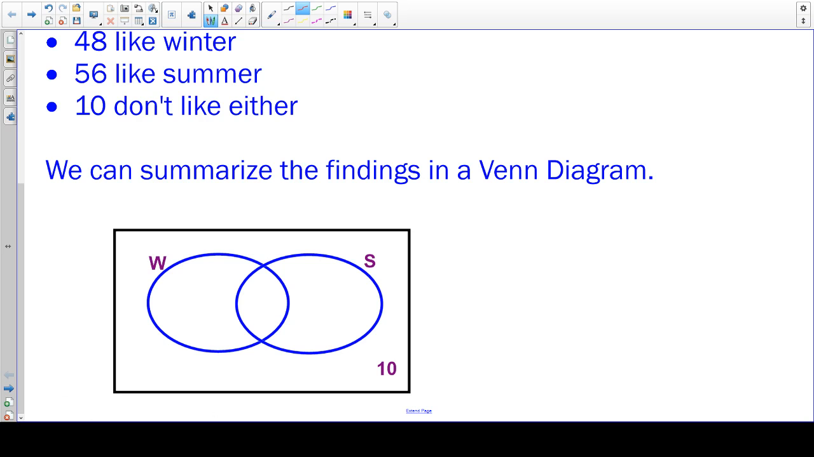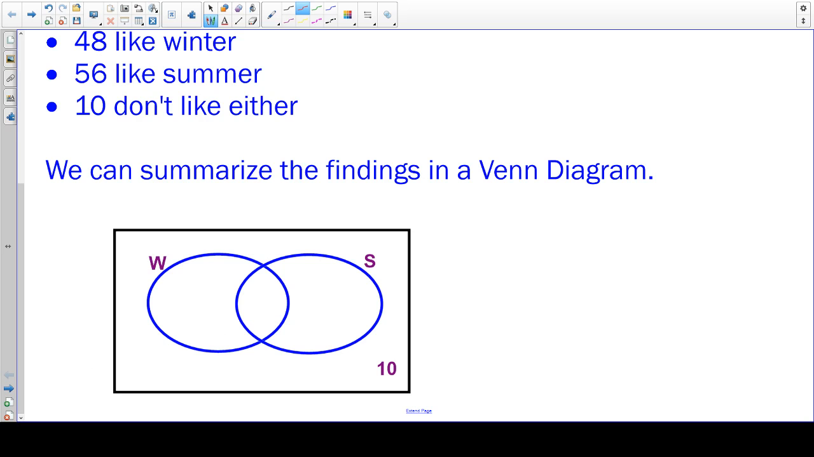There's 2 circles in this Venn diagram. It's kind of created almost for you. And each of the circles is labeled. One has a W beside it and one has an S beside it. It's pretty straightforward that the W bubble is going to be the people that like winter, and the S bubble is going to be the people that like summer. And where those 2 bubbles intersect in the middle, that's people that like both winter and summer. And what we have to do is figure out how many people go in each of these 3 spots in the Venn diagram.